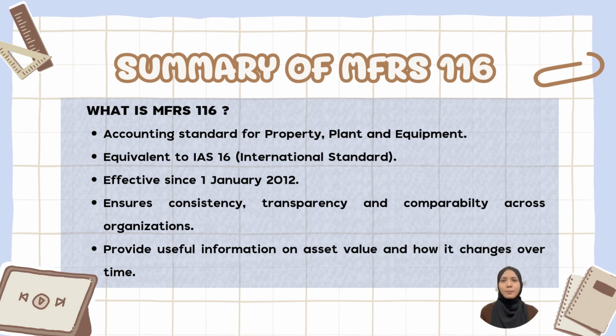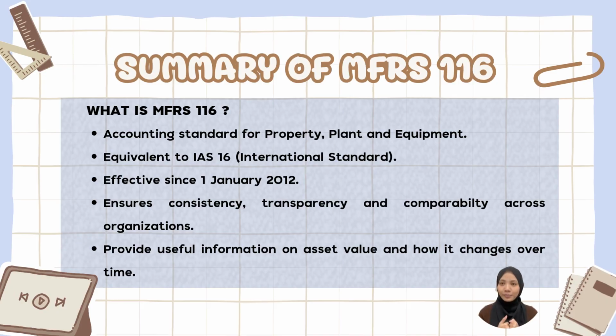So what is MFRS 116? MFRS 116 is an accounting standard that guides how companies should recognize, measure, depreciate, and disclose their property, plant, and equipment. It is based on IAS 16, which is an international standard. This alignment ensures consistency across different countries, making financial statements easier to compare.